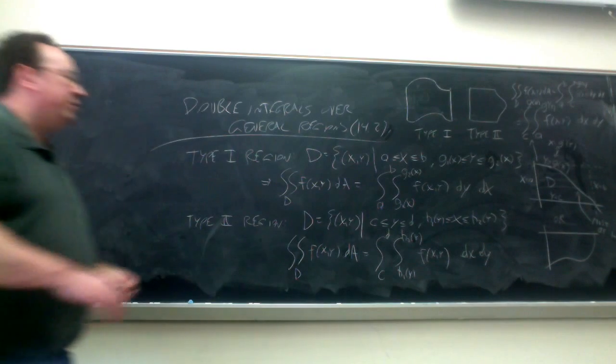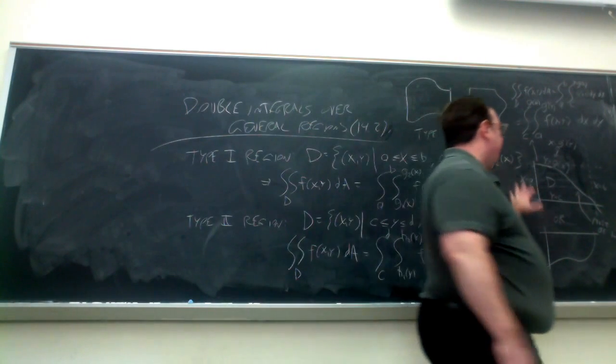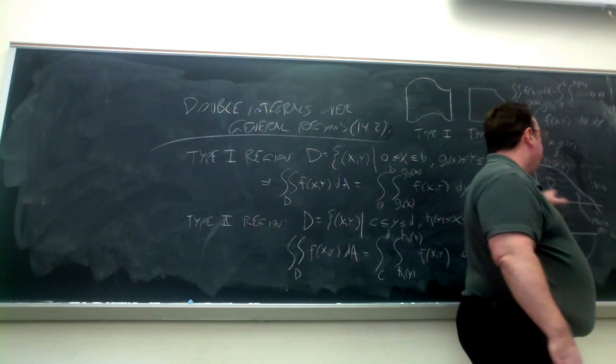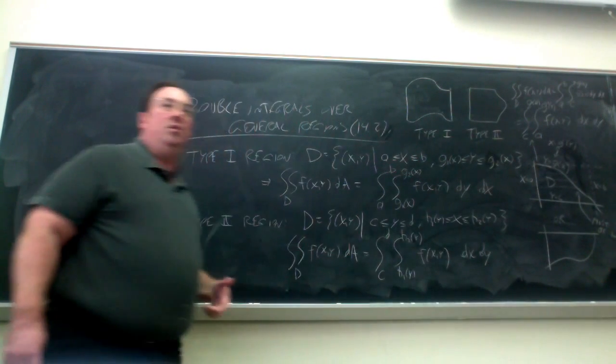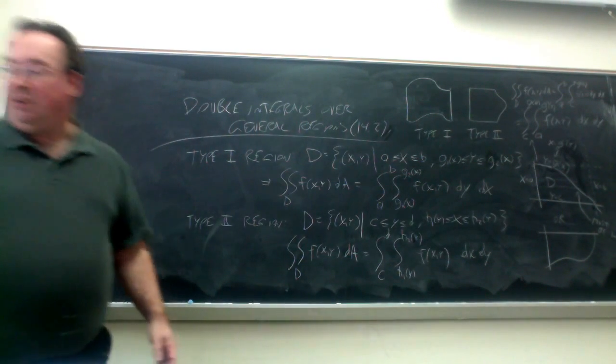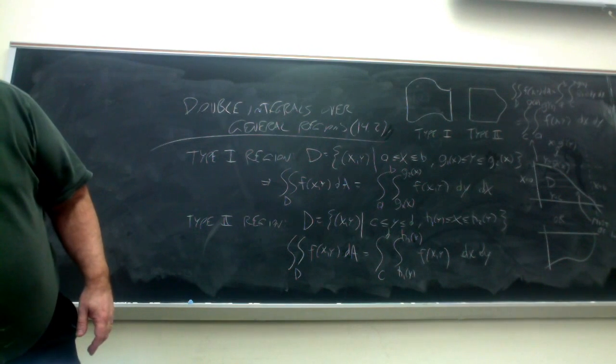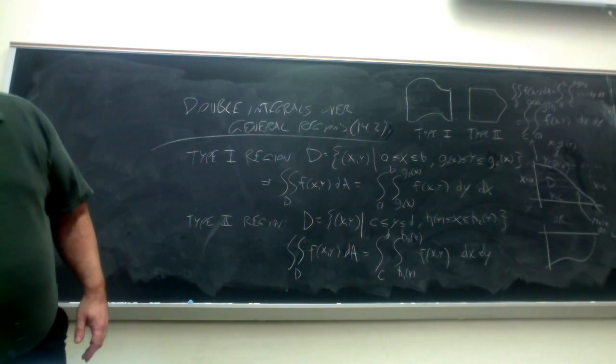But now you have a general principle. If you have a region that looks something like this, where you have a one-to-one function, you can do it as type 1 or type 2, whichever one gives you an easier, or in that case, possible integral to do. Are there any questions about this one?